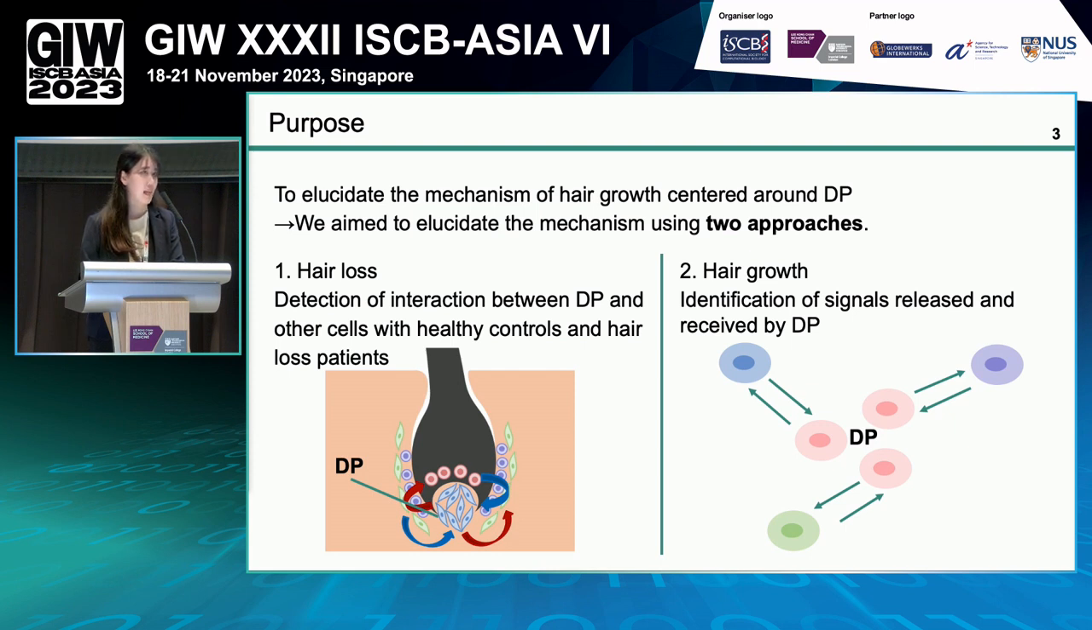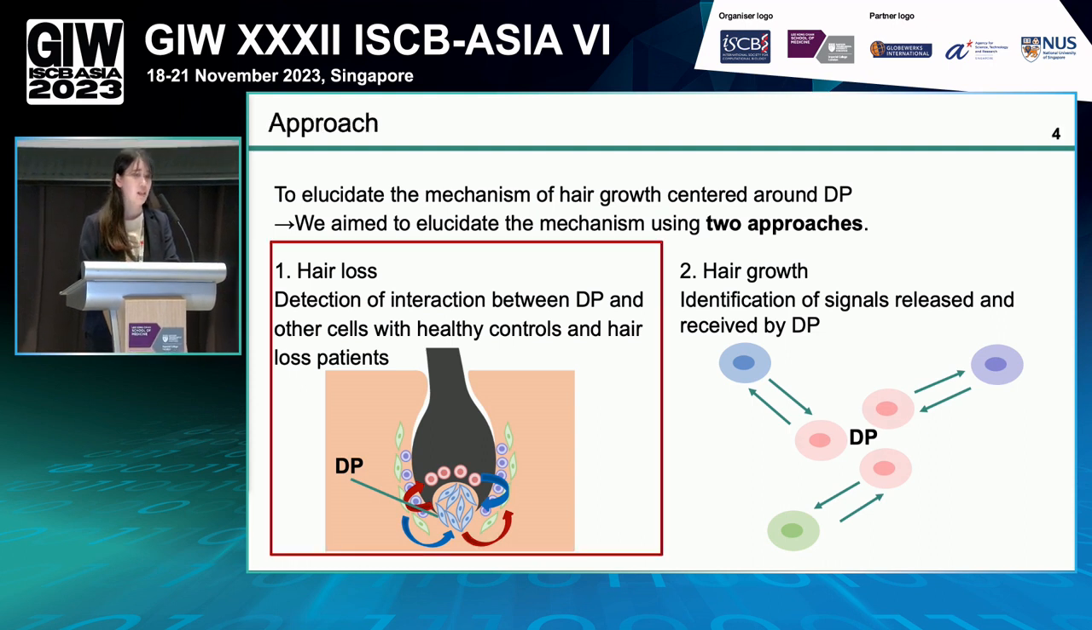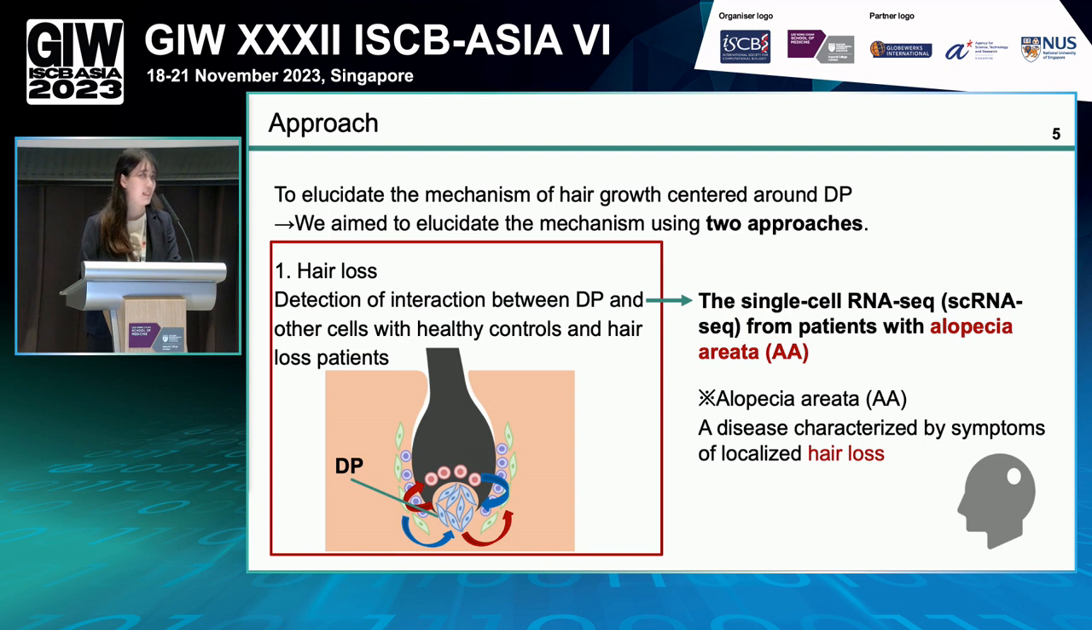To elucidate the mechanism of hair growth centered around DP, we aim to elucidate the mechanism using two approaches. The first approach is detection of interaction between DP and other cells with healthy controls and hair loss patients. Specifically, the single-cell RNA-seq from patients with alopecia areata. Alopecia areata AA is a disease characterized by symptoms of localized hair loss.